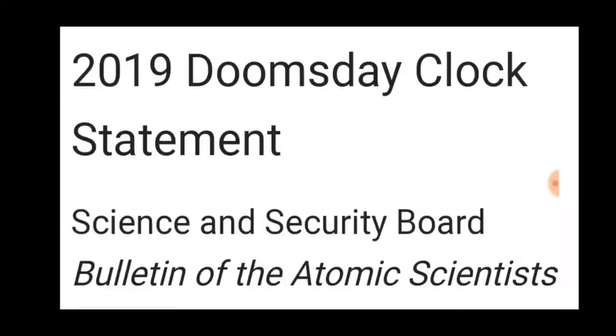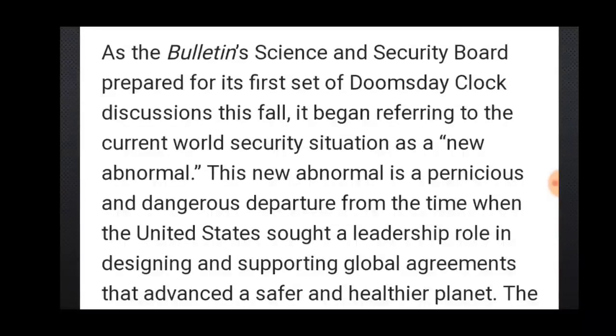But let's take a look at this. So they did an announcement early this year. I'm going to talk about that in a second. 2019 Doomsday Clock Statement, the Science and Security Board, Bulletin of the Atomic Scientists. "As the Bulletin's Science and Security Board prepared for its first set of Doomsday Clock discussions this fall, it began referring to the current world security situation as a 'new abnormal.'" And again, in quotes. So a lot of times when they do articles with things in quotes, that's gematria.